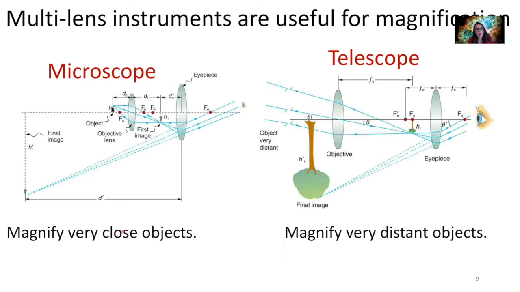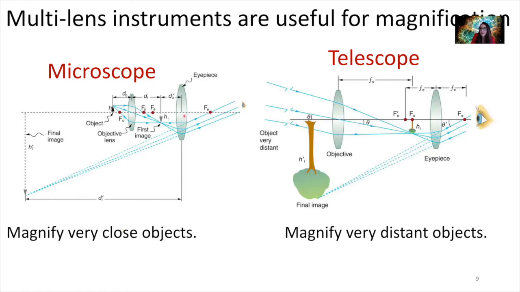Our last topic here is using multi-lens instruments for magnification. You can create compound telescopes and compound microscopes, which are two or more lenses that have been put together in combination in order to magnify an object.